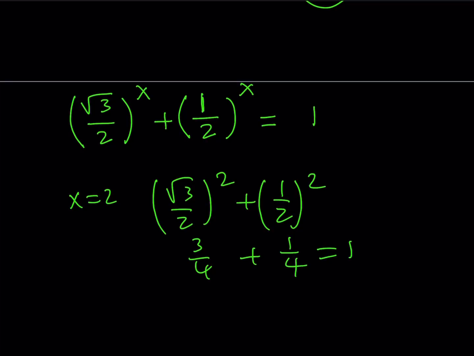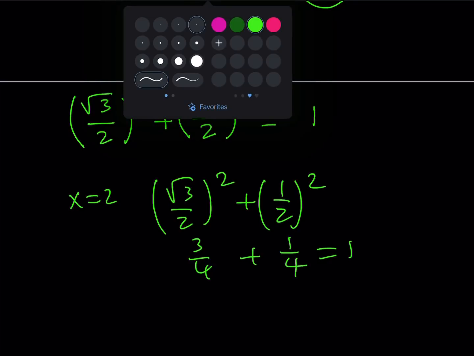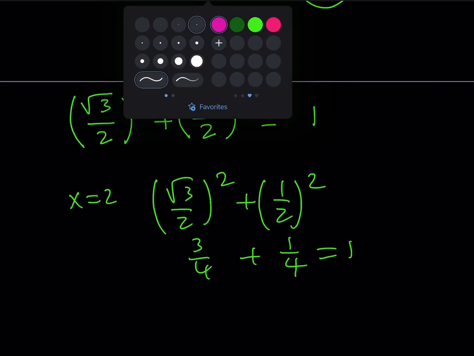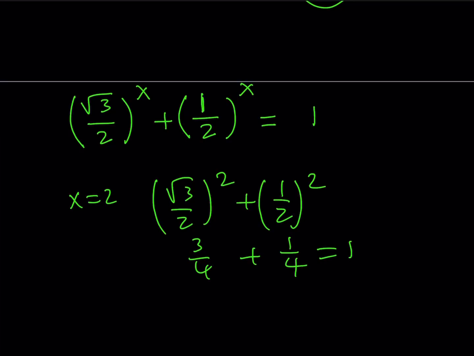But here's the million-dollar question. Is that the only solution? Are there any other solutions? Are there infinitely many solutions? That's what we're going to answer in the rest of this video. So what am I going to do next? Well, I would like to prove that there are no more solutions or something else. How can you show that x equals 2 is the only solution if that's the case? Or if there are infinitely many solutions, how do you show that?